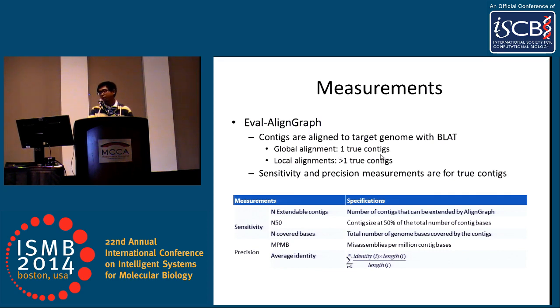And if a contig can be only aligned with several local alignments, then each local alignment corresponds to a true contig. And our sensitivity and precision measures are both for true contigs. So we basically have three major sensitivity measures: the number of extendable contigs, N50 value, and the number of covered bases. And we have two precision measures: misassemblies per million base pairs, and average identity between contigs and the target genome.